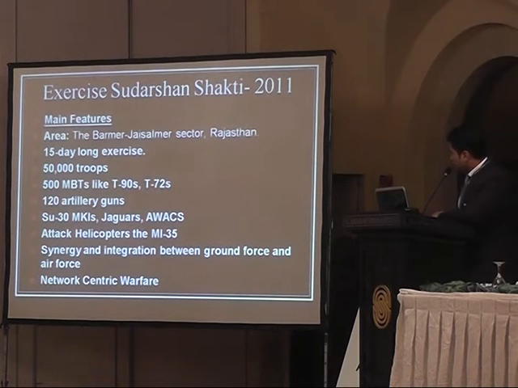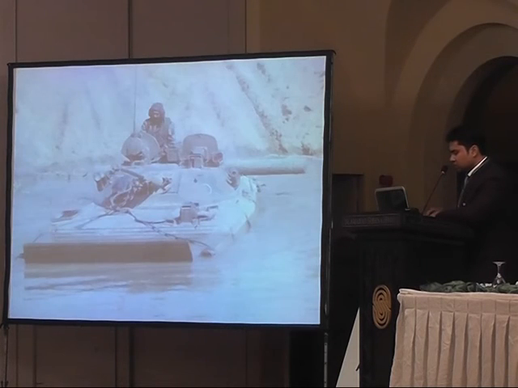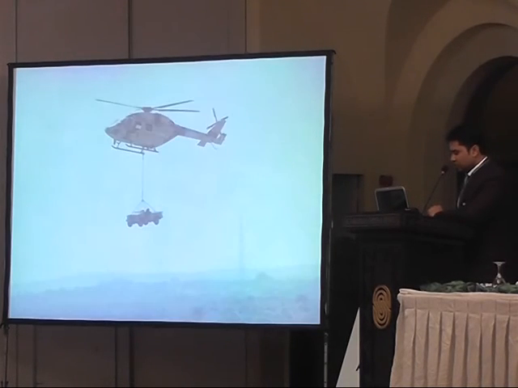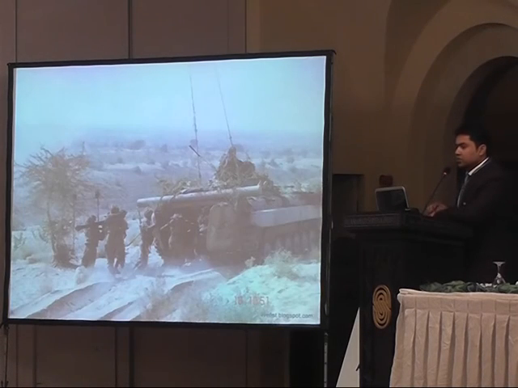In 2011, there was a third exercise which India carried out in the Rajasthan sector. The previous one was in the Punjab sector, and this was in the Rajasthan sector. This exercise was also very significant because of the area and the level of troops which India brought in. Again, more than 50 to 60,000 troops were there, and 500 main battle tanks, T-90 and T-72 tanks, were brought in, and they jointly carried out offensive maneuvers close to the border with Pakistan. Along with that, India also utilized its latest Su-30 aircraft, attack helicopters, tanks, everything. So it was again a very significant exercise towards the operationalization of Cold Start Doctrine.